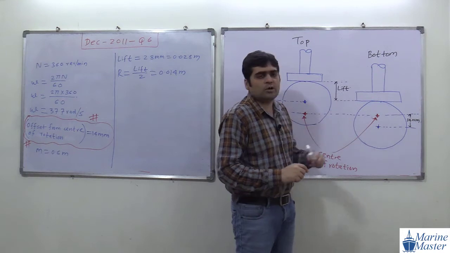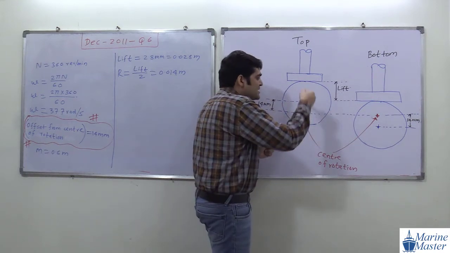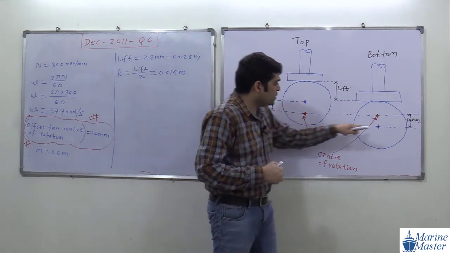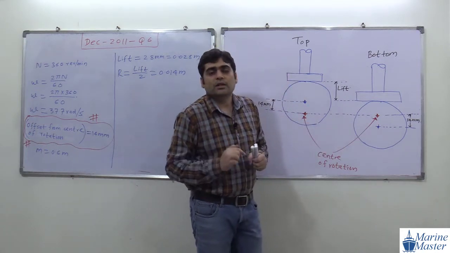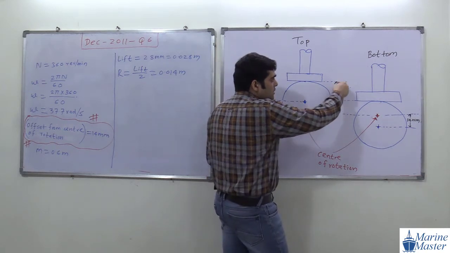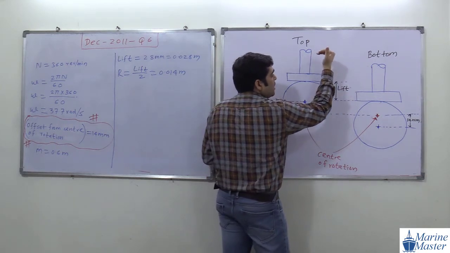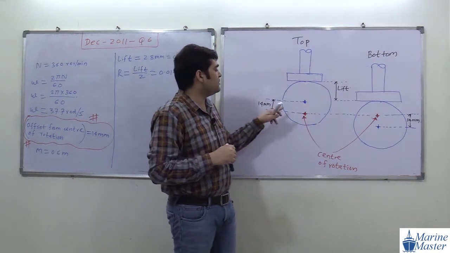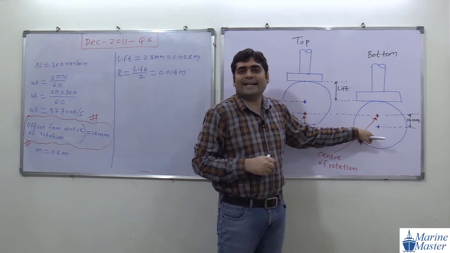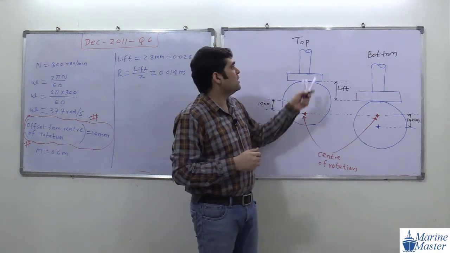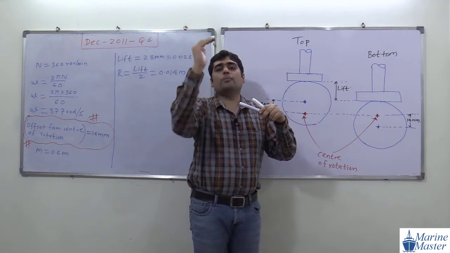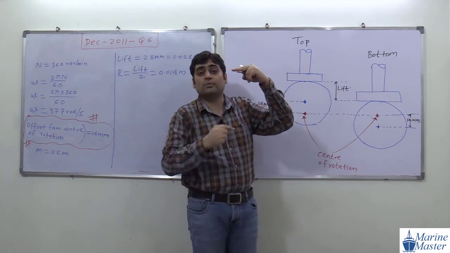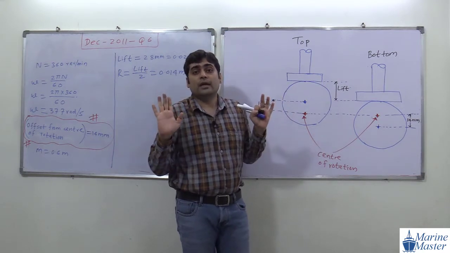So follower position is the bottommost position. The total vertical distance traveled by the follower here is from this position to this position, which is 28 mm. The same distance will be traveled by the follower when it is coming from the top position to the bottom position. The distance traveled by the center is 28 mm, and the distance between the top position and the bottom position will be our lift. Any doubt in this discussion?